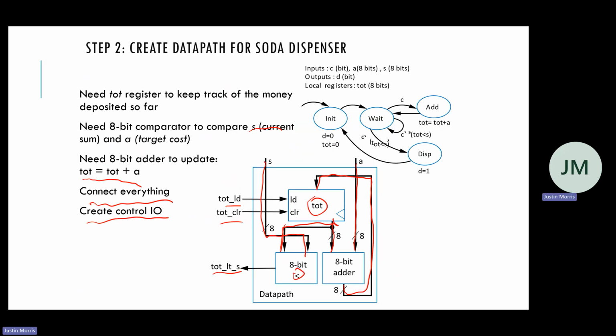So we first create the data path, which, based on the high-level state machine diagram, uses all of the components that we know that we need. Like we needed the adder, we needed the comparator, we needed the register to store total. And the high-level state machine diagram also tells us how these things are connected, right? We need to connect total to one of the inputs of the adder, A to the other, and then the output of the adder goes back into total, things like that.